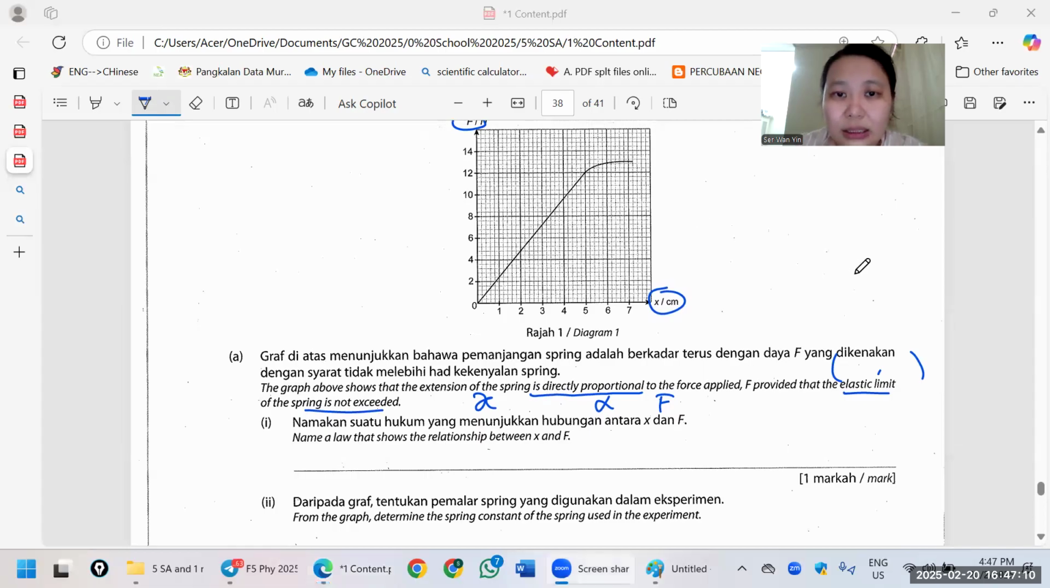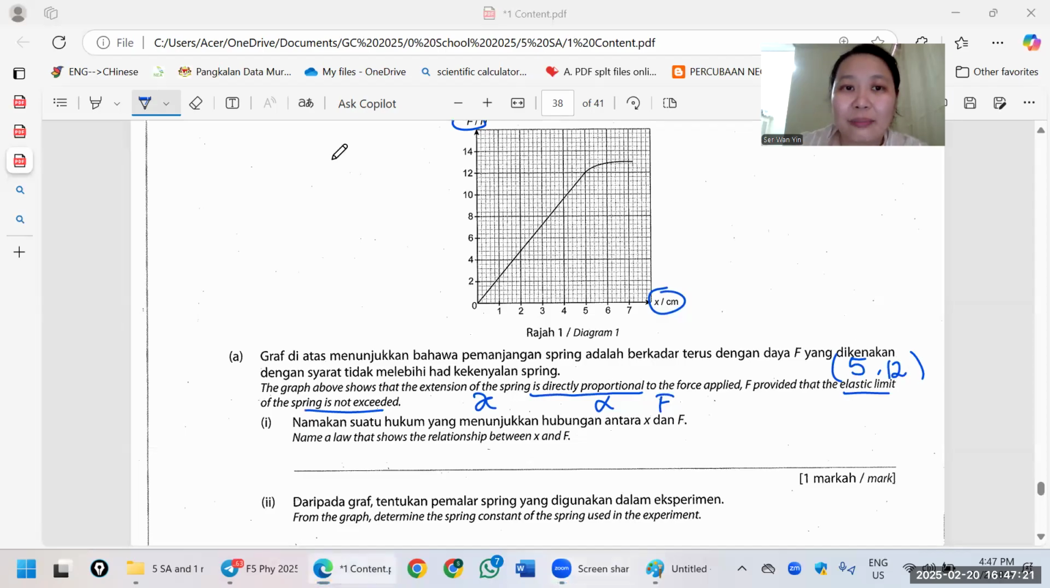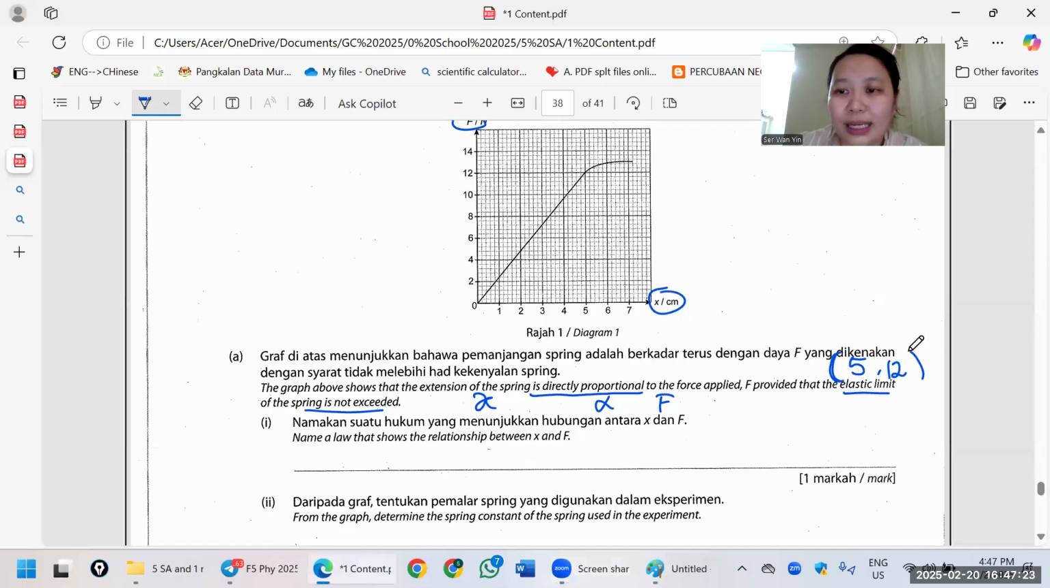Thank you, Anas. Yeah, correct. How about others? Okay, yeah, it's 5 and 12. By the way, you must put brackets. I know sometimes you all shortcut. Yeah, it's here. Elastic limit.